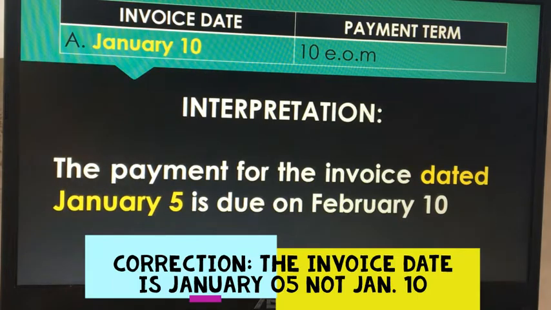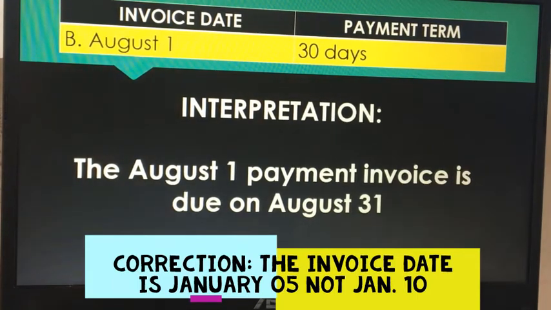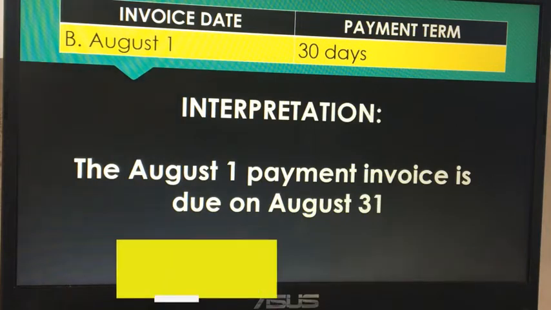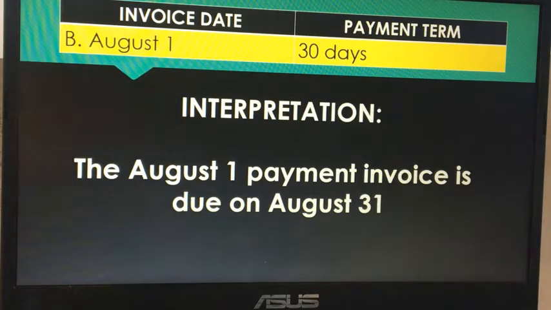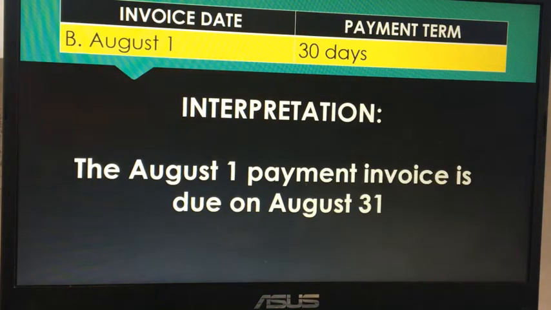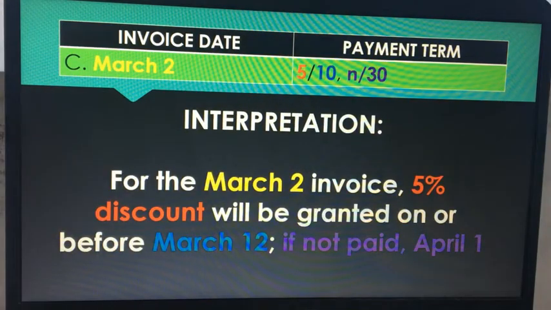Let's proceed to example letter B. The invoice date is August 1. The payment term is 30 days. When will be the due date of your purchased products? So, August 1, after 30 days. Simply, if you encounter a payment term of 30 days, it means 30 days after the invoice date, or after you purchase the product. So, meaning, okay, let's try example letter C.